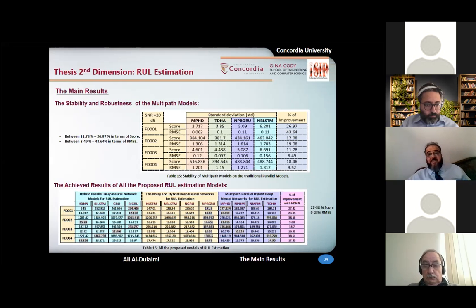and improving the robustness. The achieved result of all the proposed RUL estimation models, starting from the first proposed model up to the last model proposed in this thesis, we can see the improvement in the score value between 27 to 38% and between 9 up to 23% in terms of the RMSE.